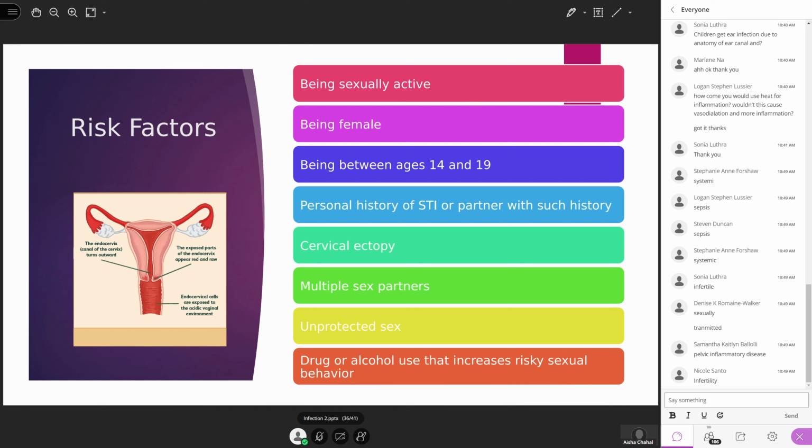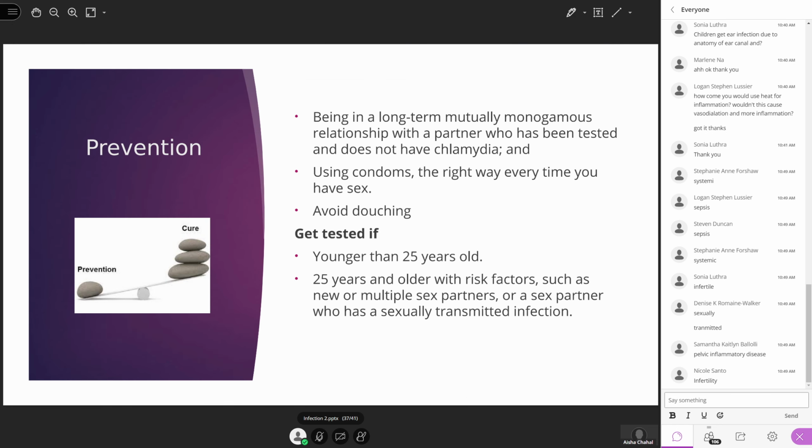Multiple sexual partners, unprotected sex, drug or alcohol use. Why drug or alcohol use? It increases the chances of risky sexual behavior or unprotected sex. That also puts you at more risk of chlamydial infection.